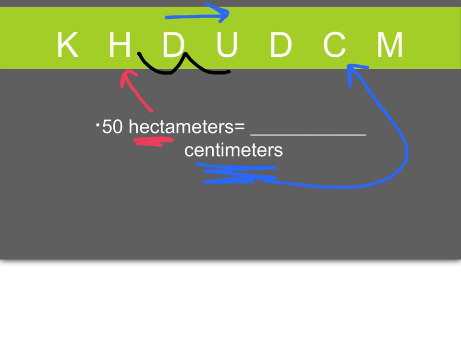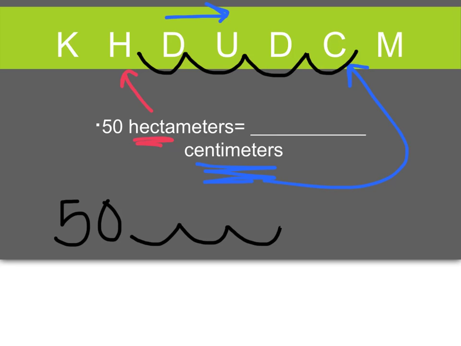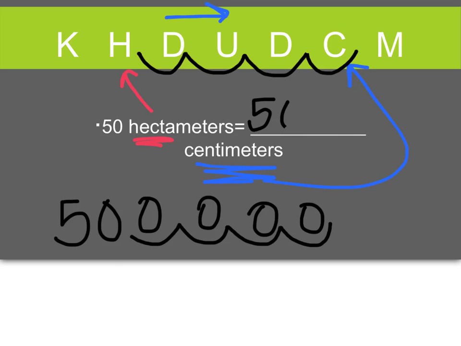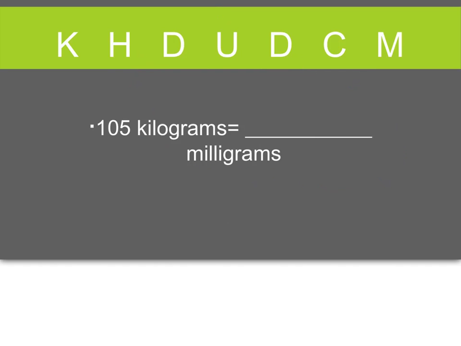I'm going to go 1, 2, 3, 4. So when I look at 50 with my decimal point, I'm going to go 1, 2, 3, 4. So my answer, I'm going to have to add in all of these zeros. So when I'm done, my answer is 500,000. Okay? Let's do one more problem.